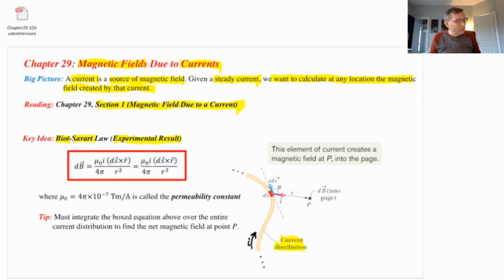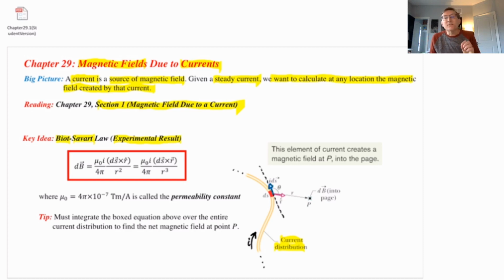Now, in order to apply this result correctly, we have to be clear on a number of different vectors that we'll have to deal with. After all, magnetic field is a vector quantity. And so here's what they've done in this picture. They have shown the tangent line to the wire at the place where the little ds is. That's this dashed line right there. And they have created a vector ds, which is this blue arrow right there.